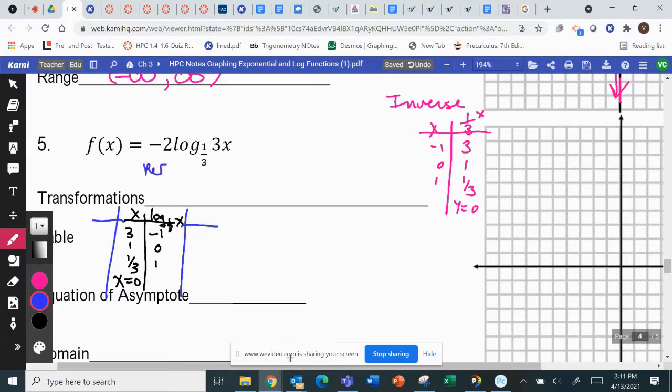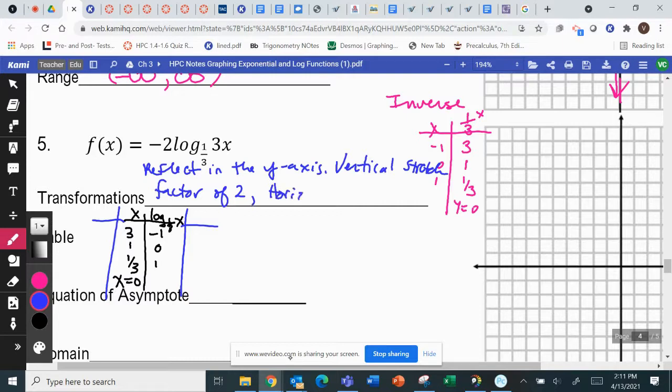Transformations, we've got reflect in the y-axis. We've got vertical stretch, factor of 2, and then we have a horizontal shrink, factor of 1/3. So multiply all my y's by -2, and I'll multiply all my x's by 1/3.